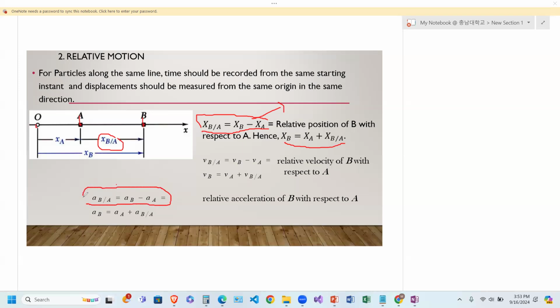If we differentiate a second time with respect to time, we are going to have the relative acceleration of point B relative to A, which is the acceleration at point B minus the acceleration at point A. So the acceleration at point B is the same as the acceleration at point A plus the relative acceleration of point B with respect to A. I hope that is very clear and well understood.